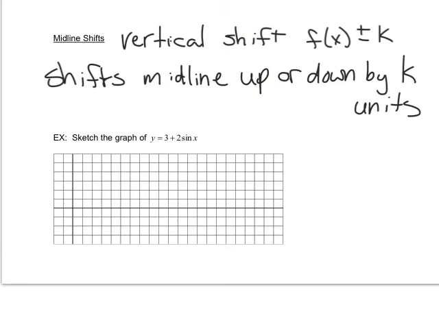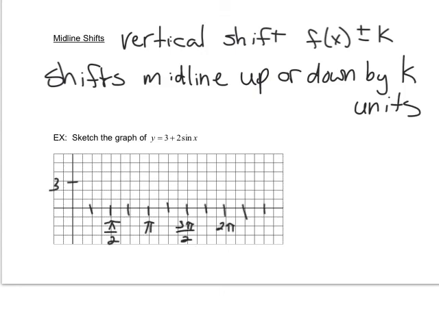So we're going to end by sketching this graph. We know the general shape of the sine function. Our amplitude is 2, so we'll go up 2 units above the midline and down 2 units below the midline. And we have a midline of 3. In this case, I'm going to use 1 unit for each scale because I don't think I have enough room to scale it any different than that.